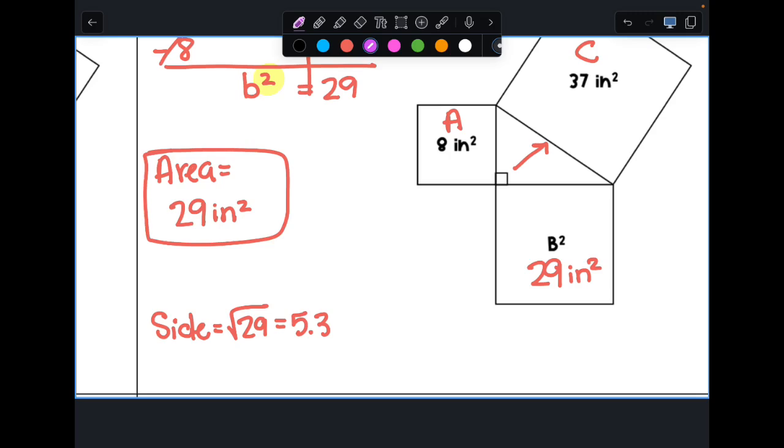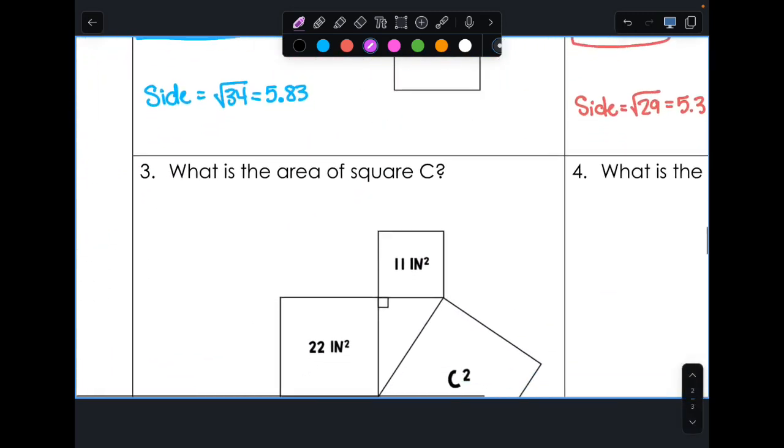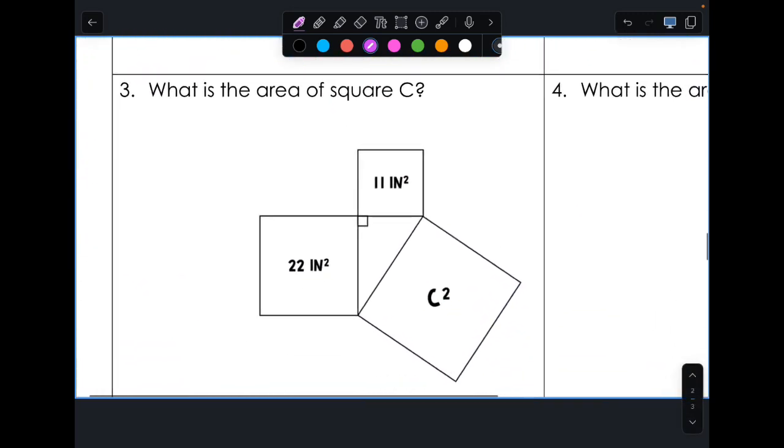Ready? Try again. Number 3, we're looking for area. Okay. Which one is box A? Let's go with the small one. Which one's box B? And box C is already labeled, but box C will always be across from the right angle. Okay, box C is always called our what? Hypotenuse.